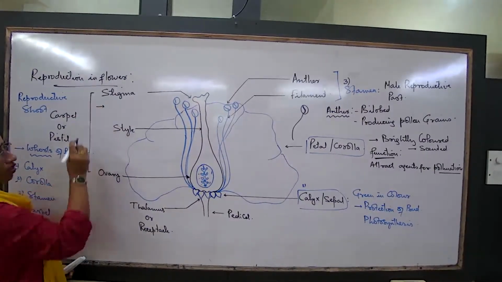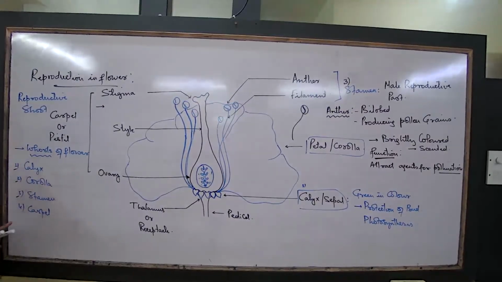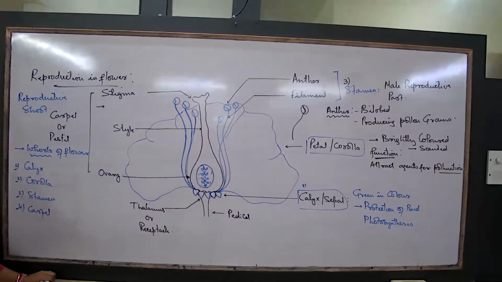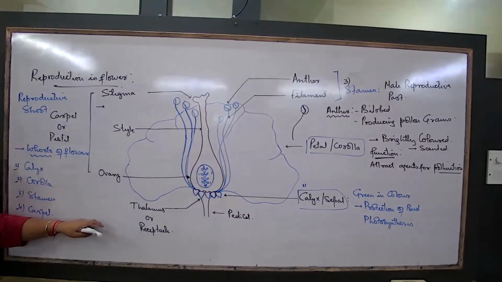What is the function of the stigma? To talk about the female reproductive part of the flower, that is the last goal of the flower, the female reproductive part. What is the female reproductive part known as? The carpel or the pistil. Components are stigma, style, ovule.